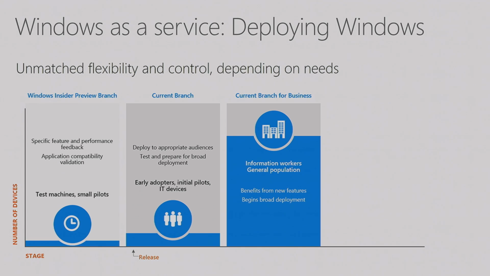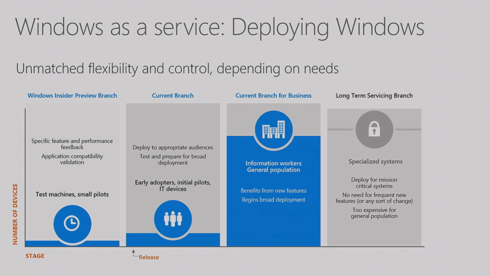From a piloting perspective, maybe 10 to 20% of your PCs deployed with that new release so that you get a broad cross-section of the users in your organization. For current branch for business, that's the rest of them, maybe the 80 to 90% of the PCs in your organization. We then also have a long-term servicing branch.